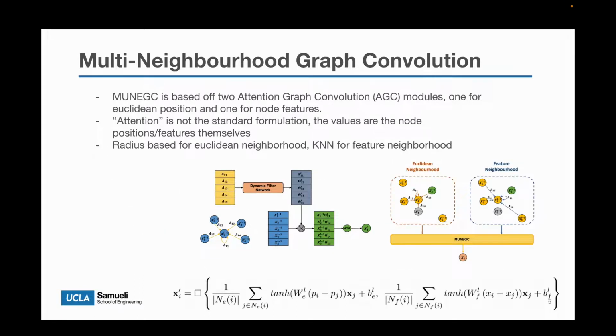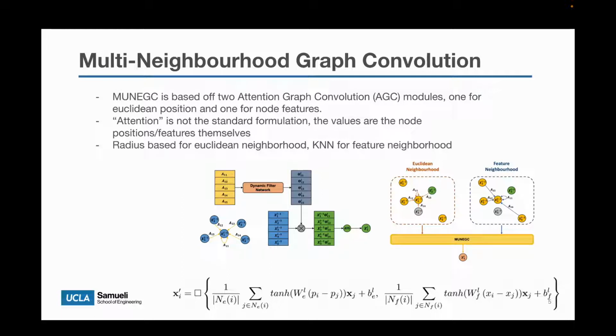Next, we have multi-neighborhood graph convolution. This is based off two so-called attention graph convolution modules, one for Euclidean position and another one for node features. Again, attention is not the standard formulation here. The values are the node positions or features themselves, and these are weighted based on the output of what they call a dynamic filter network. This is simply the difference of a node feature or position compared to the other node feature or position that we're comparing it to.